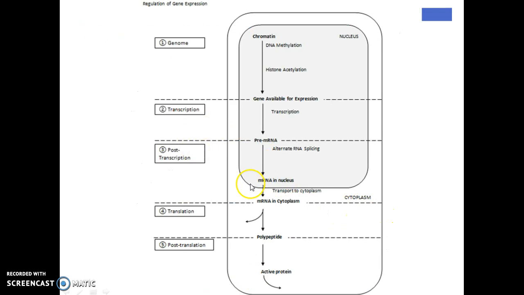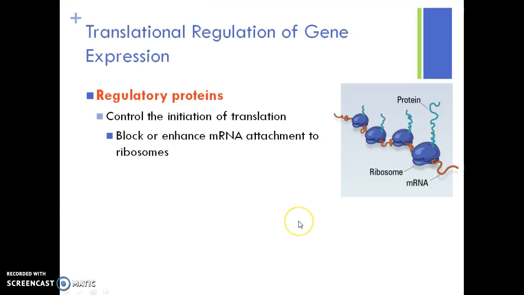So once I have a functional piece of messenger RNA, we transport it out into the cytoplasm, where it's going to be used to translate into proteins. So over here is where you're going to write the next piece of information.